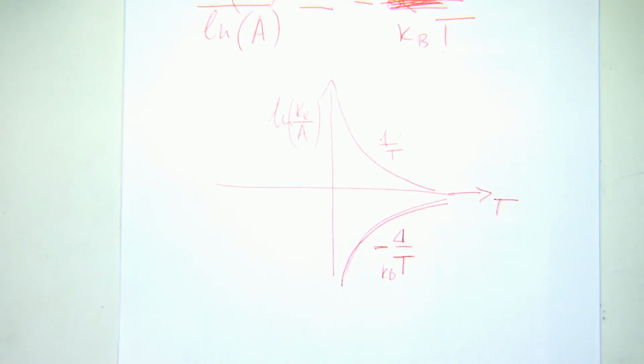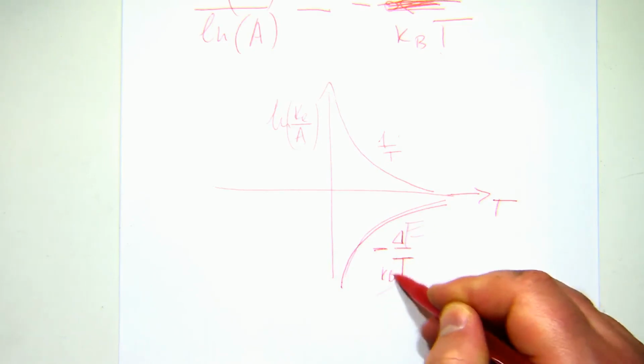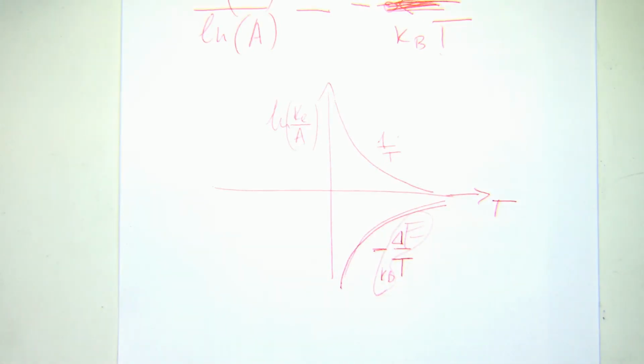So from this point of view, one may try to fit this function as minus 1 over temperature, or at least explain why it goes non-linearly. How does it depend on temperature? It depends as minus the inverse of temperature. And if that is correct, then the slope of this line is the energy offset divided by the Boltzmann constant. Okay.